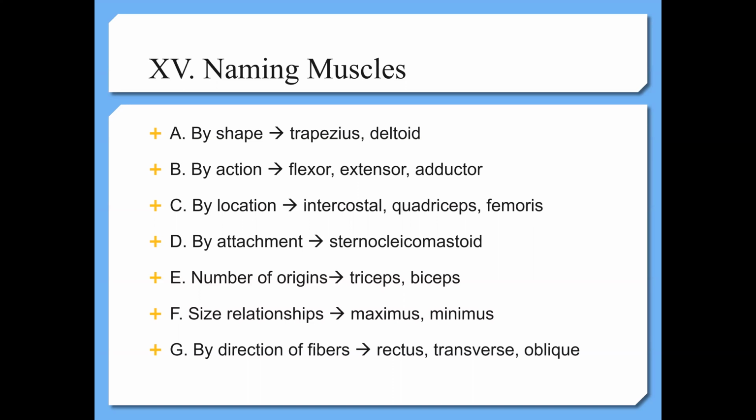Number of origins: triceps has 3 origins, biceps has 2. Size relationship: gluteus maximus, gluteus minimus. By direction of the fibers: are the fibers transverse? Are they oblique? In other words, rectus, transversus, oblique.